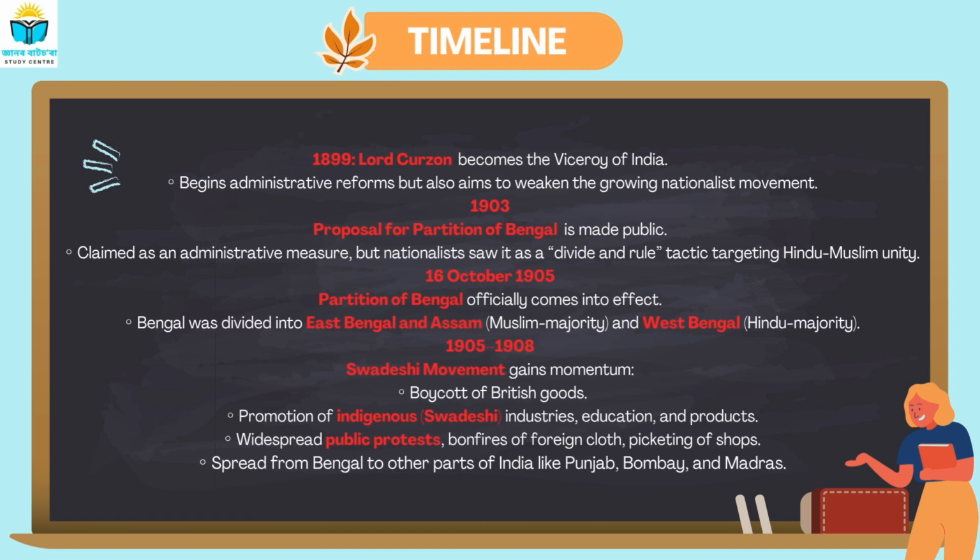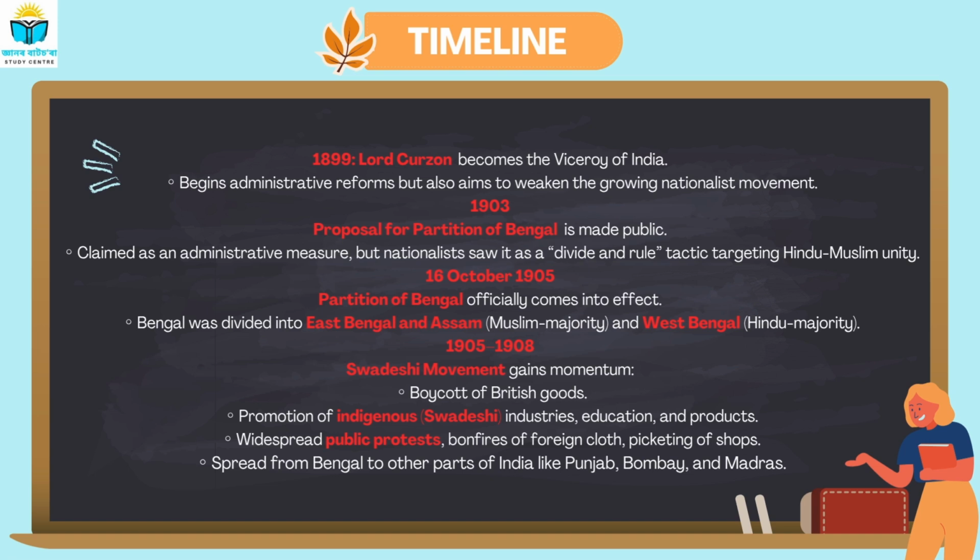Let's start with a timeline of the important events. 1899. Lord Curzon becomes the Viceroy of India. He begins administrative reforms, but his real aim is to weaken the rising nationalist movement. 1903. The proposal for the partition of Bengal is made public. It is presented as an administrative step, but nationalists see it as a divide and rule policy to break Hindu-Muslim unity.